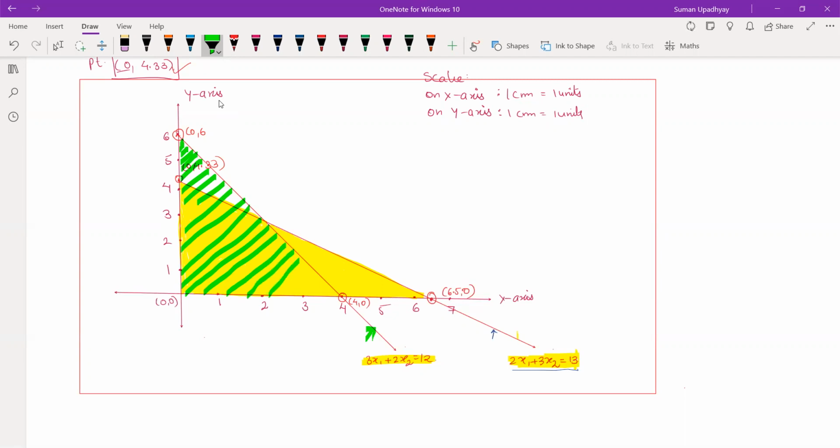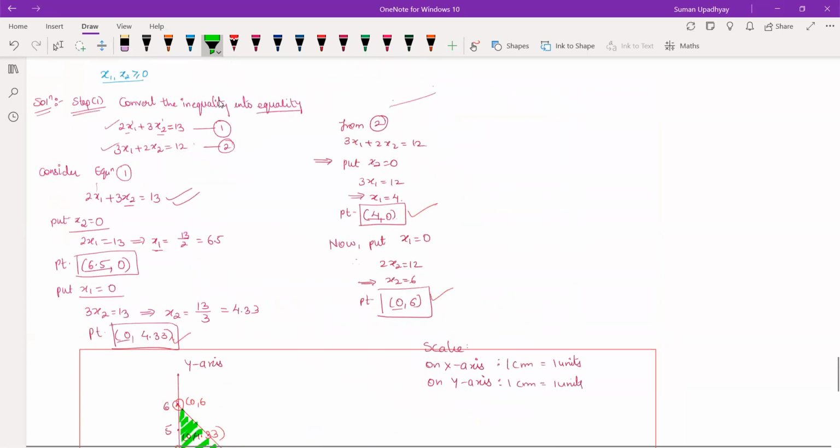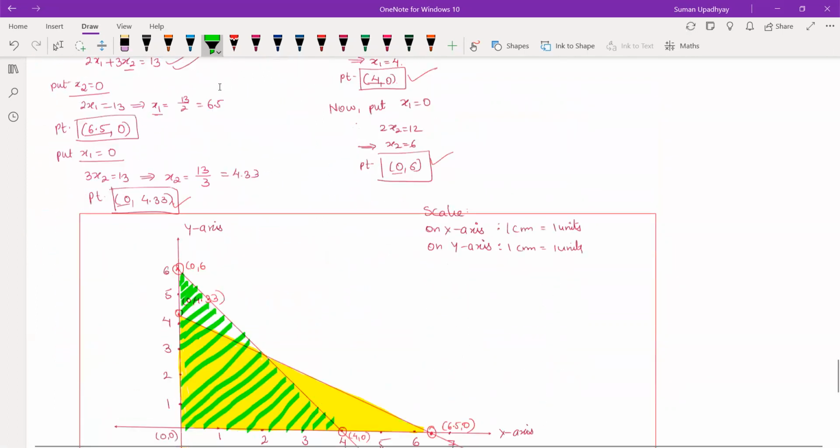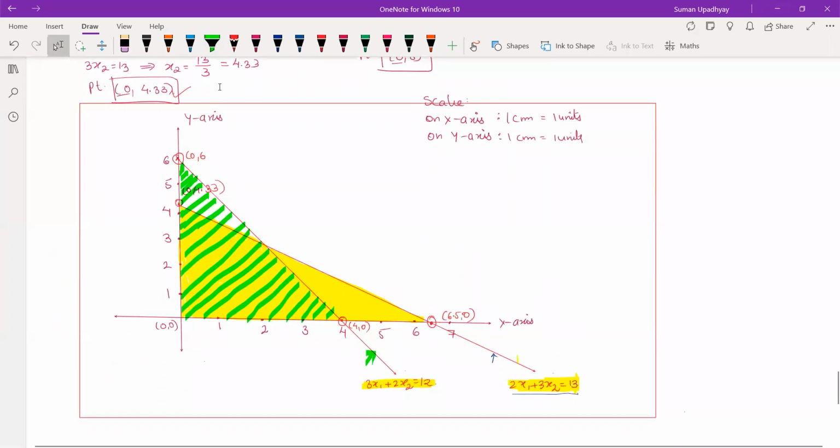ये सेकंड, और व्हाई एम आई restricting it to first quadrant only? Because हमारा जो decision variable था that was x1, x2 is greater than or equal to 0. x1 and x2, मतलब x coordinate and y coordinate both are greater than or equal to 0, और दोनों कोऑर्डिनेट पॉजिटिव किधर होते हैं? फर्स्ट क्वाड्रेंट में. तो आपका जो रीजन रहेगा that is going to lie in first quadrant only. तो फर्स्ट क्वाड्रेंट के बाहर ना सेकंड क्वाड्रेंट में आएगा, ना थर्ड क्वाड्रेंट में, ना फोर्थ क्वाड्रेंट में.